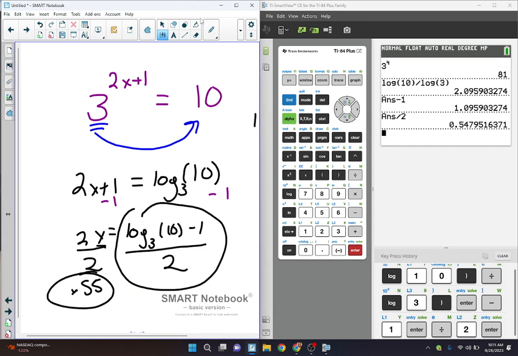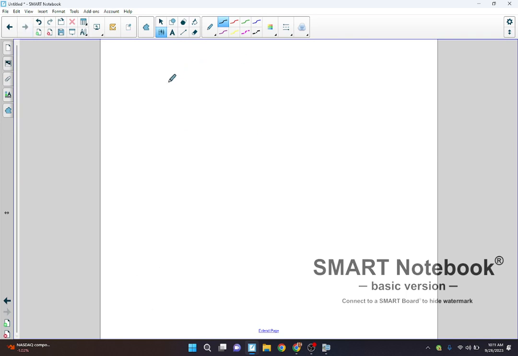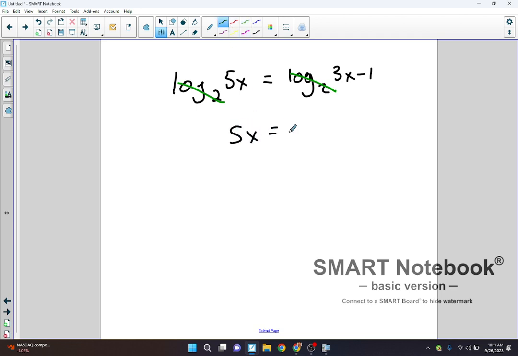All right. So that's an exponential question. You could also do a log question where I have log base 2 of 5x equals log base 2 of 3x minus 1. In this scenario, well, this scenario is fine because they have the same logs. You can just cross them out. 5x equals 3x minus 1. A little bit of algebra. X equals a negative half. Okay.